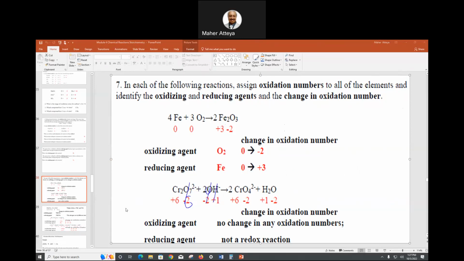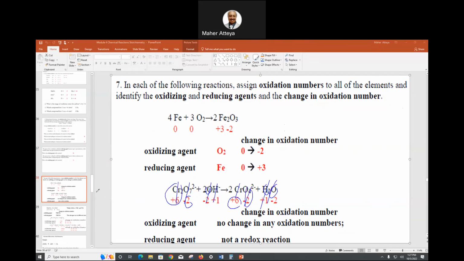Let me see. If you look at this, hydrogen is +1. Hydrogen is +1, no change. Oxygen is -2, no change. Chromium, this oxygen is -2, no change. Chromium is +6, no change, and here +6, no change.